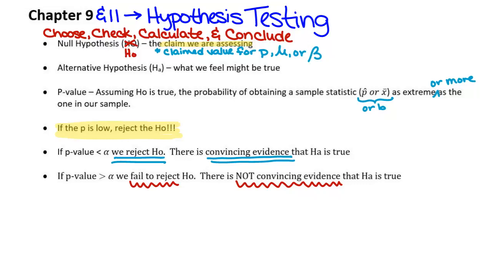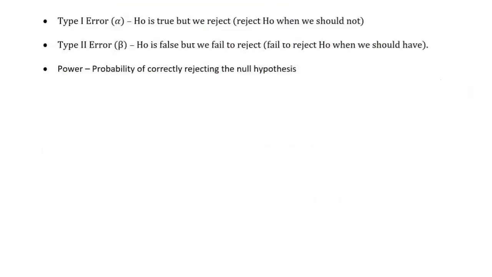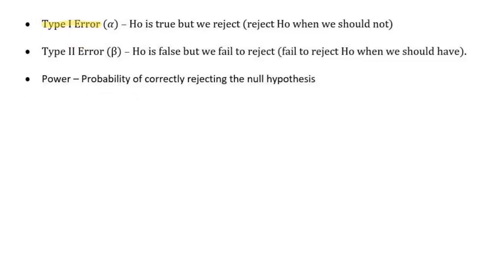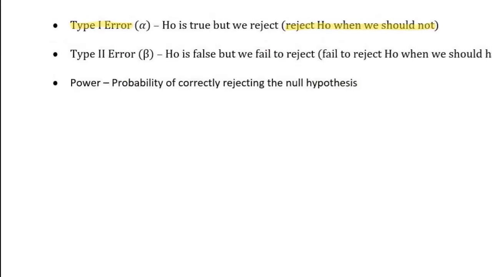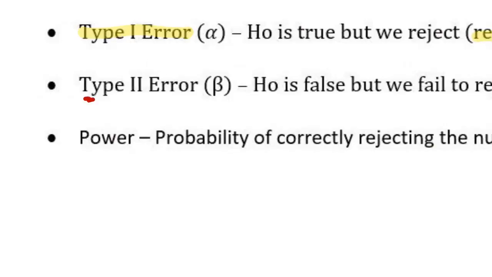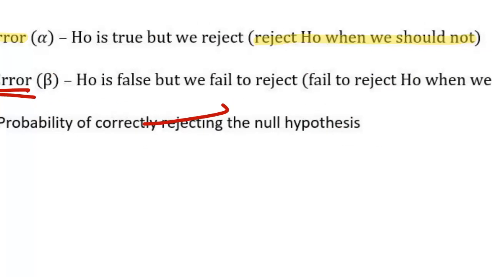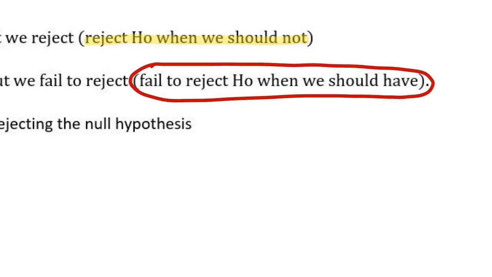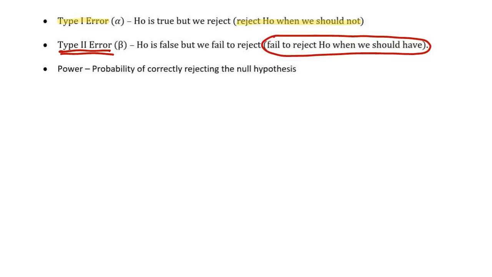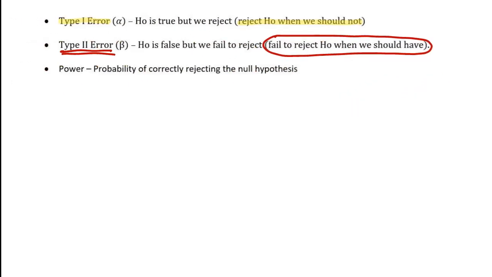And then when we did hypothesis testing is also where we talked about types of errors. We had type 1 error and type 2 error. Type 1 error, we reject the null when we should not. With a type 2 error, we fail to reject when we should have. The power is the probability of correctly rejecting the null hypothesis.